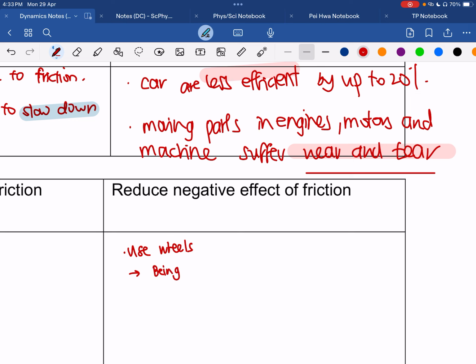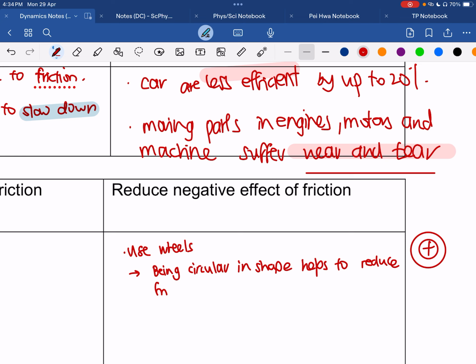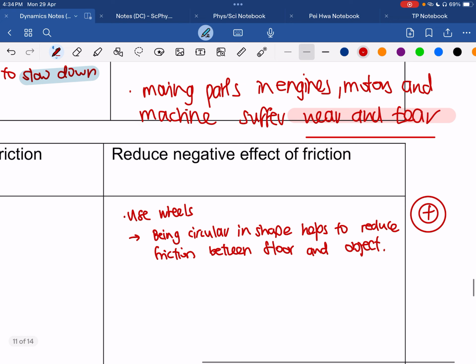So being circular in shape helps to reduce friction between floor and object. So as a result, we use a smaller amount of force.